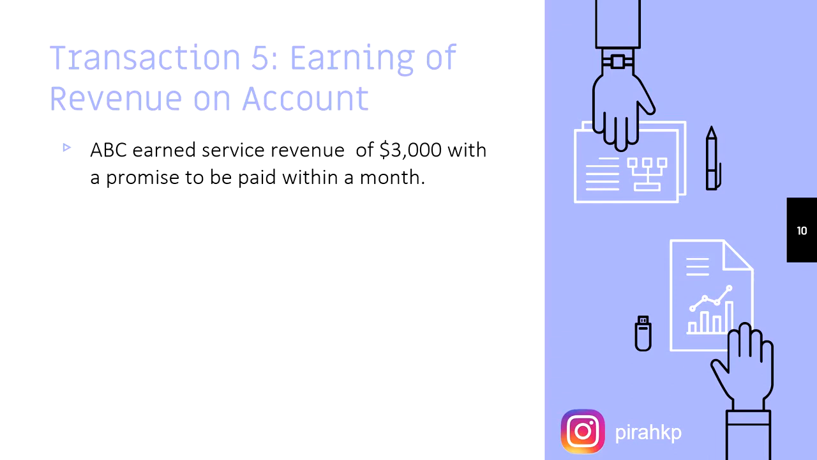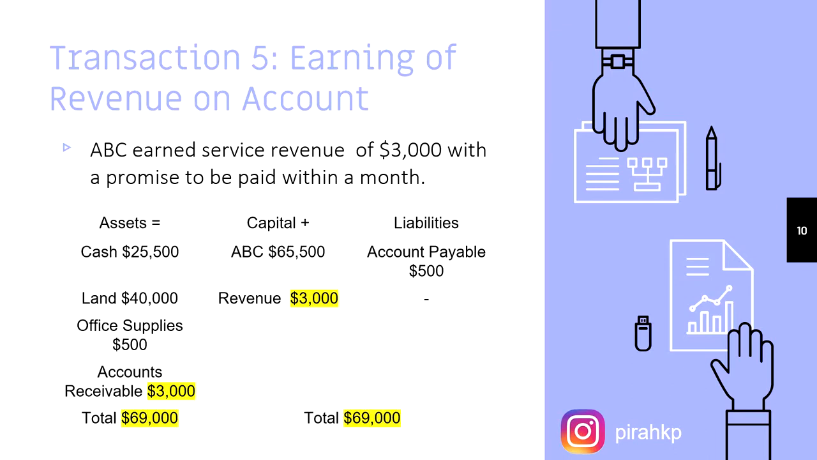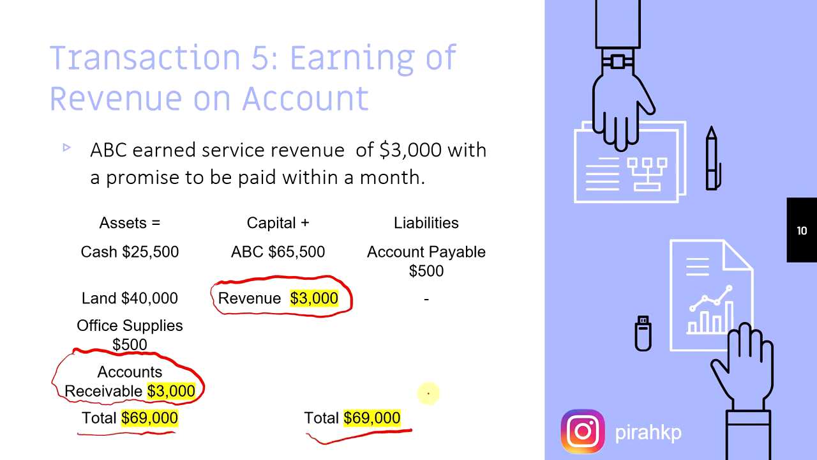Don't think, oh my god, do I have to write it? Do I have to write that he will pay within a month? No. Over here it's very simple. You are going to write accounts receivable. Accounts receivable $3,000 and revenue $3,000. Revenue will go in capital and accounts receivable are your assets. Alright, so our total changed. It's now $69,000. Oh my god, our business is booming, guys. It's like top notch. Do give this video a thumbs up if you think so.